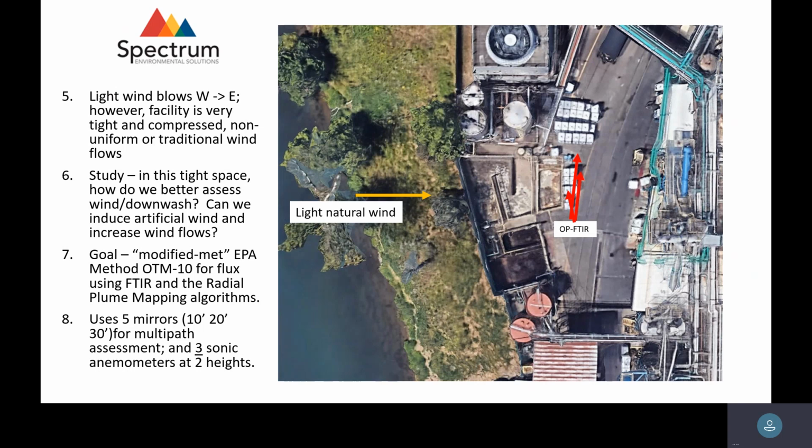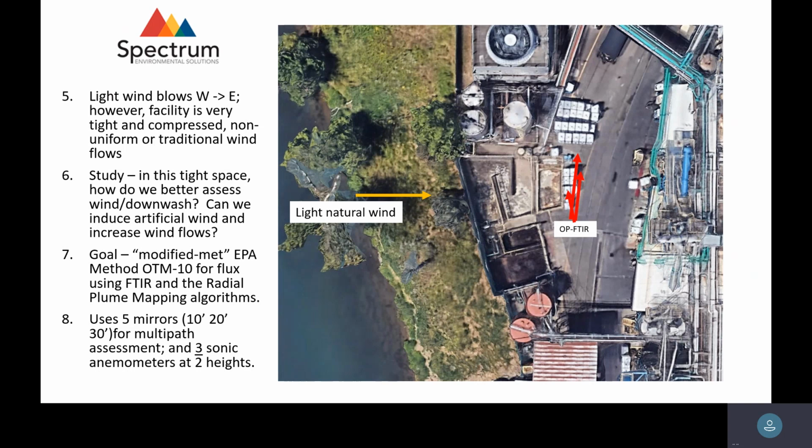How do we accommodate for downwash? How do we accommodate for the wind? Can we induce an artificial wind and increase the wind flows to get us above the 0.25 meter per second lower threshold of most sonic anemometers, which is what we did. So the goal was to come up with a modified met wind approach and use the radial plume mapping algorithms. We got this approved by the agency. They agreed to implement this.